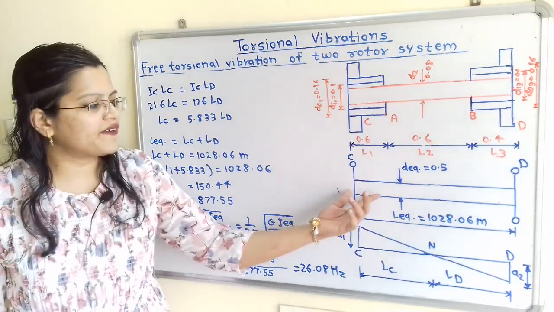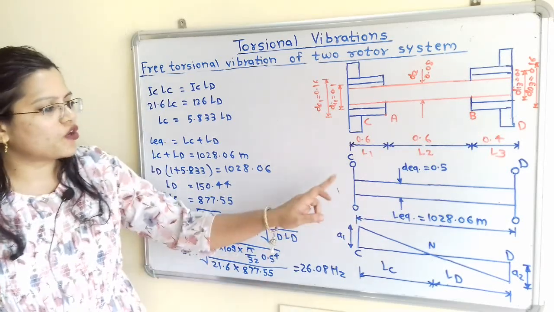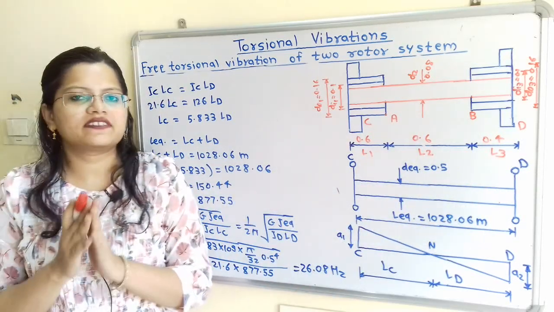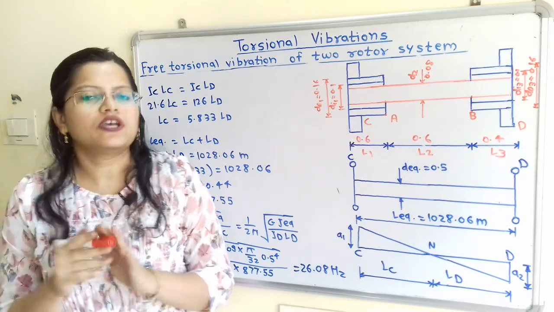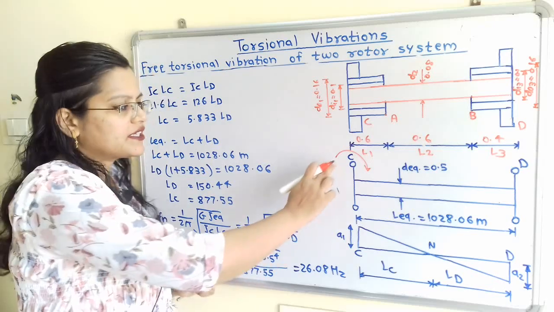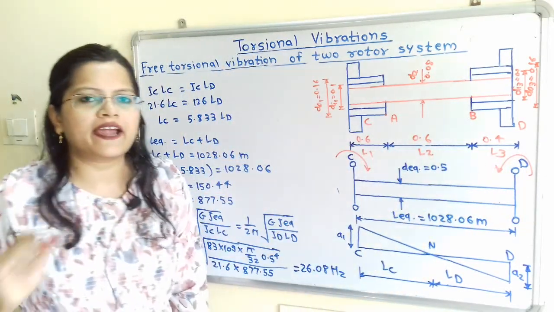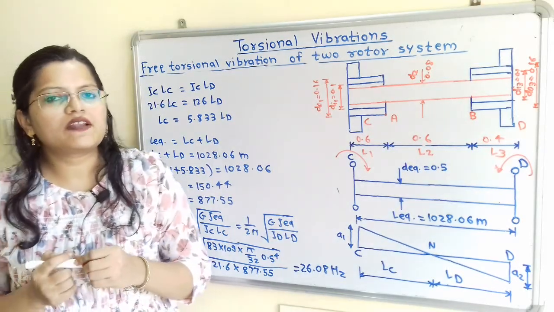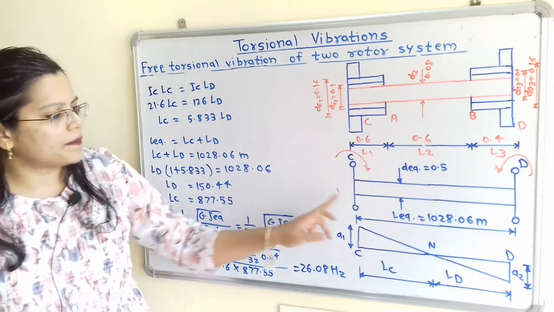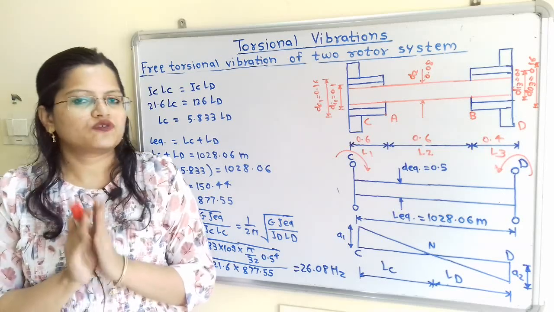Now for this equivalent system, we will find the position of the node. We know that the rotors placed at C and D rotate in opposite direction and that causes the torsional vibration. So I will show here the rotation, that is if this rotor at C rotates in clockwise direction, then the rotor at D will rotate in anti-clockwise direction and it will cause the torsional vibration. So the amplitudes developed at the ends C and D are in opposite direction. So we will show here.